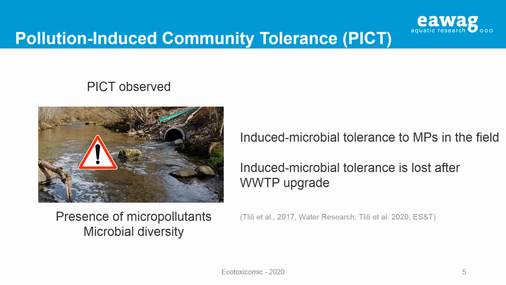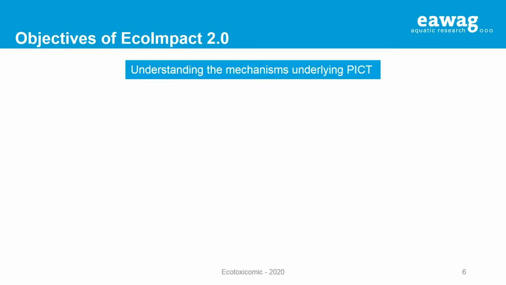The induced tolerance of Periphyton to micropollutants has already been observed in the field, downstream of wastewater treatment plants, by using complex mixtures of micropollutants extracted from passive samplers that have been deployed at the wastewater treatment plant effluents. Moreover, this induced tolerance was lost after wastewater treatment plant upgrade with activated carbon, which led to 80% removal of micropollutants, indicating that PICT could constitute a useful tool for linking pollutant exposure and community-level effects. However, in the field, it's harder to understand the underlying mechanisms of induced tolerance by micropollutants in Periphyton communities. The project EcoImpact 2 aimed at understanding these mechanisms.